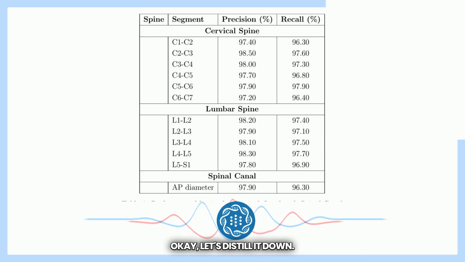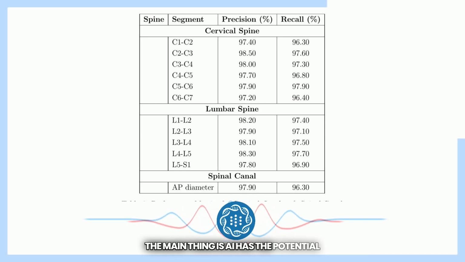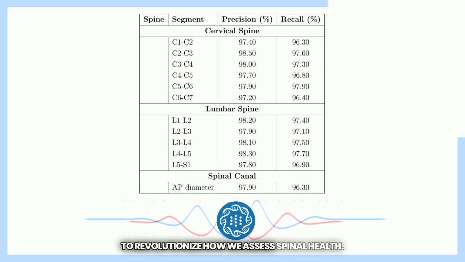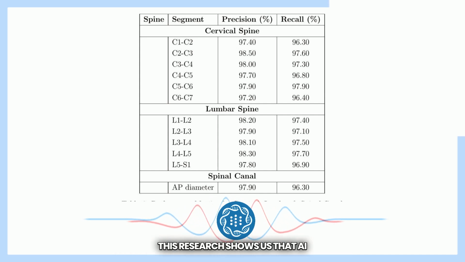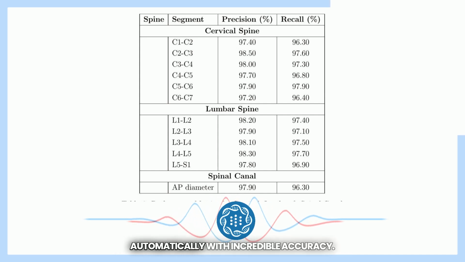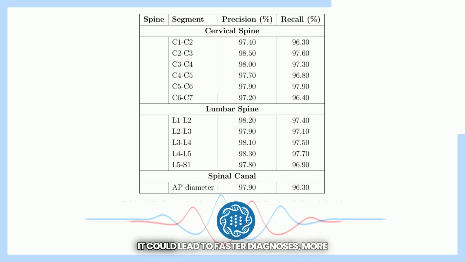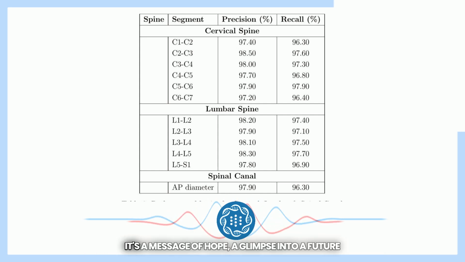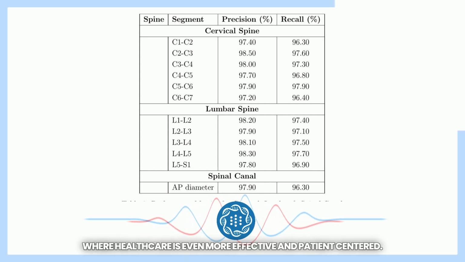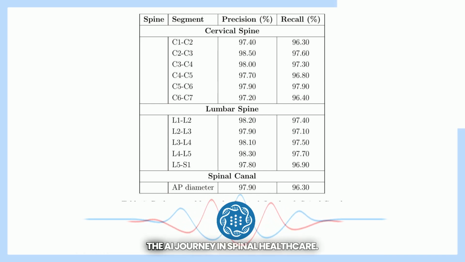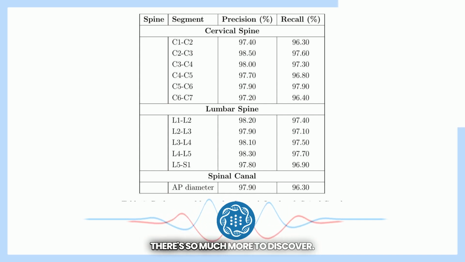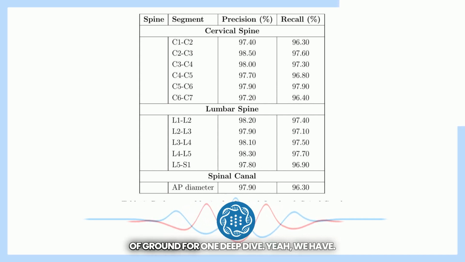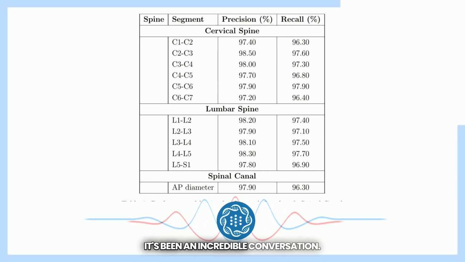Okay, let's distill it down. The main thing is this. AI has the potential to revolutionize how we assess spinal health. This research shows us that AI can do those time-consuming measurements automatically with incredible accuracy. It could lead to faster diagnoses, more personalized treatments, and better outcomes for patients. It's a message of hope, a glimpse into a future where healthcare is even more effective and patient-centered. Exactly. And it's just the beginning of the AI journey in spinal healthcare. There's so much more to discover, but I think we've covered a lot of ground for one deep dive. Yeah, we have. It's been an incredible conversation.